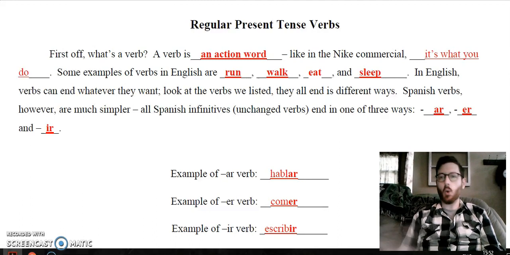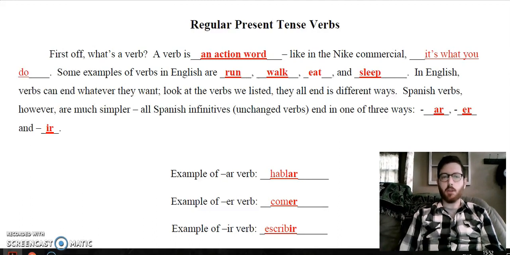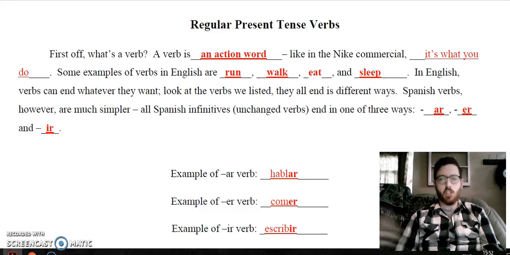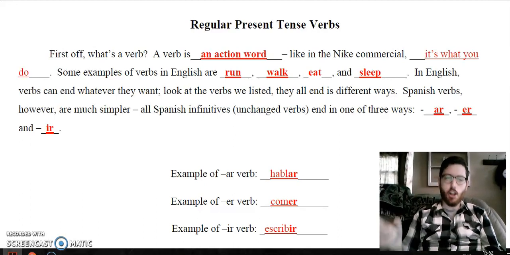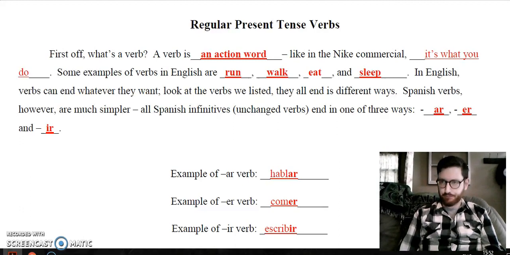But in Spanish, it's totally different. In Spanish, it's much simpler. All Spanish infinitives, that is, verbs that haven't yet changed, talk about how a person does it. It's like if you say to run, to walk, to eat, to sleep, you don't yet know who's doing those actions. All Spanish infinitives end in one of three ways. They end either in AR, in ER, or in IR.